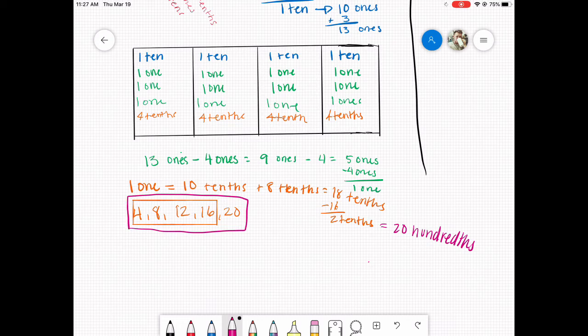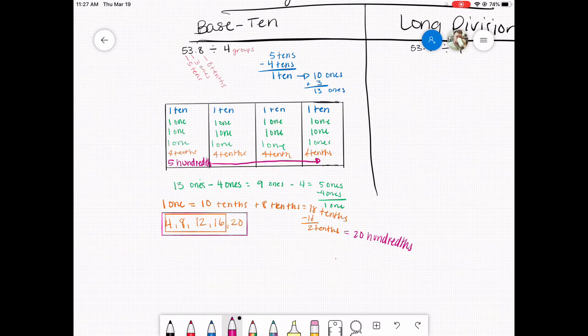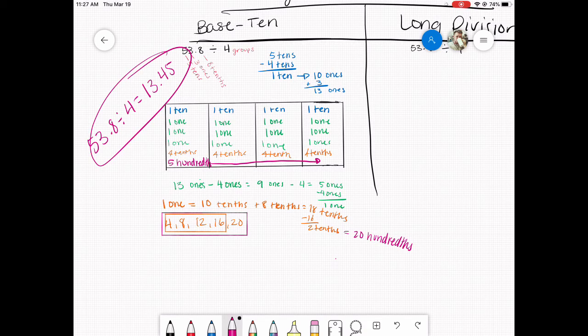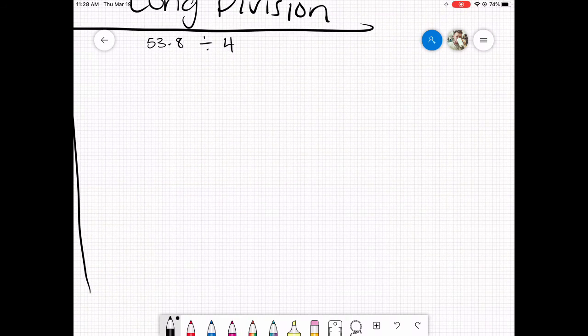However, trying my hardest. As I just said, 2 tenths is the same thing as writing 20 hundredths. I just continue using that skip counting by 4 method that I already drew, and we have 1, 2, 3, 4, 5 hundredths in each group. Now I'm scrolling over to write out the problem again, which is 53.8 divided by 4, which is equal to 13.45.